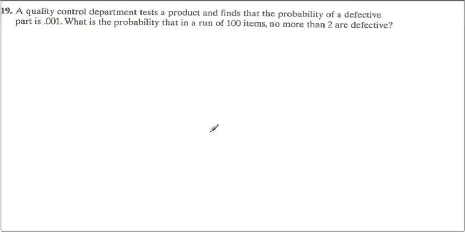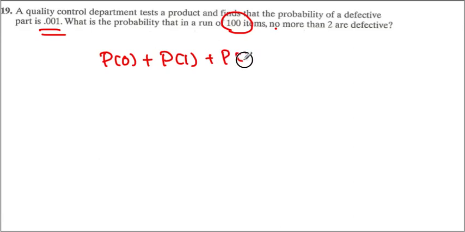A quality control department tests a product and finds the probability of a defective part is this much. For the 100 items, no more than 2 are defective. What does that mean? We are looking for the probability of getting 0 defective, that's okay. The probability of getting 1 is also okay. No more than 2 means the probability of getting 2 defective products is also okay.